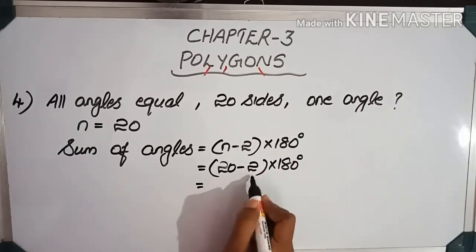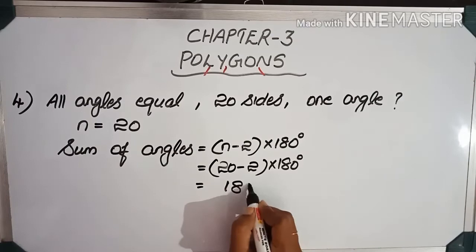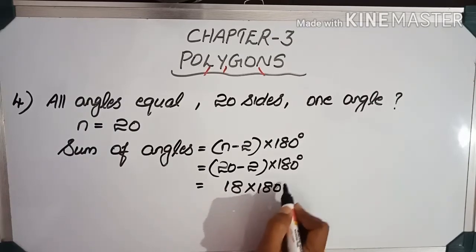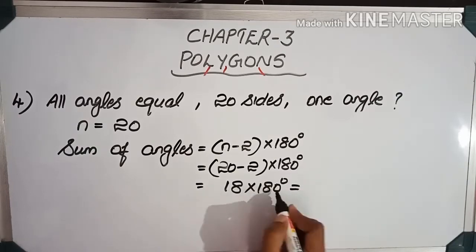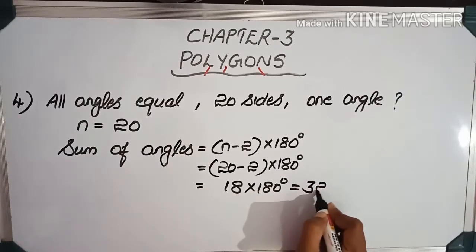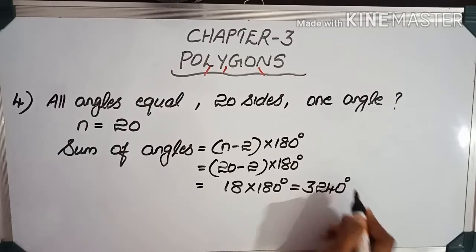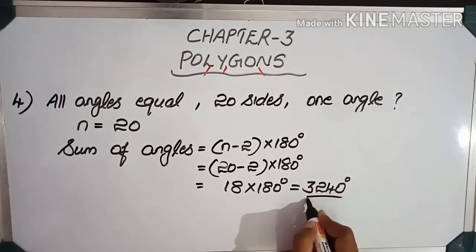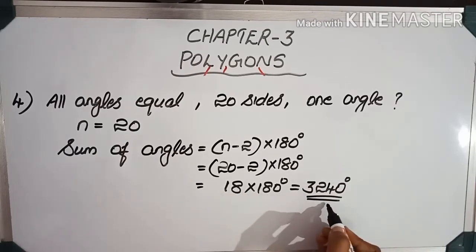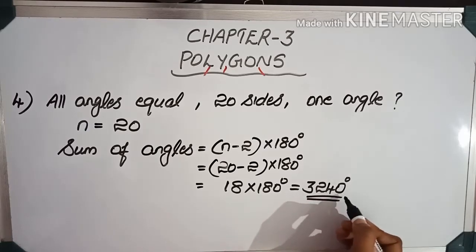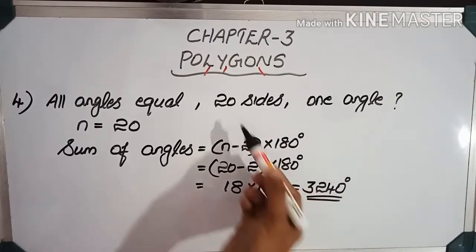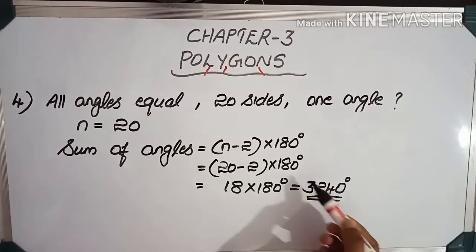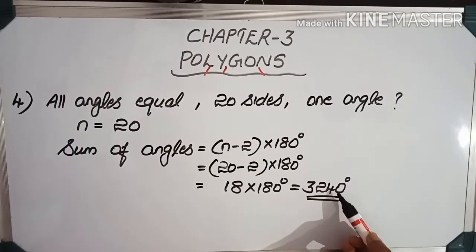Okay, 20 minus 2 is 18. 18 times 180 degrees. Now 18 times 180 degrees means it is 3240 degrees. When you multiply this, you will get the answer 3240 degrees. So for this polygon, all the 20 angles, the sum is what? 3240. Okay, the sum of angles is 3240.